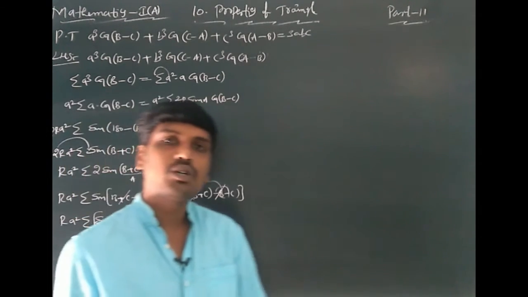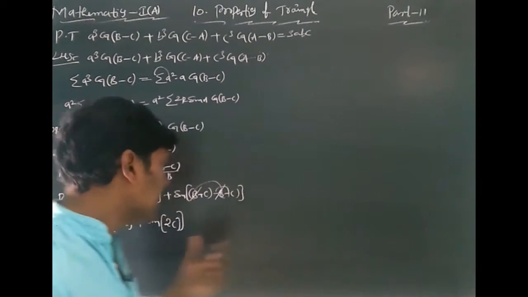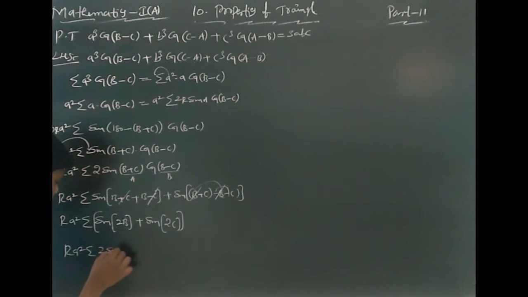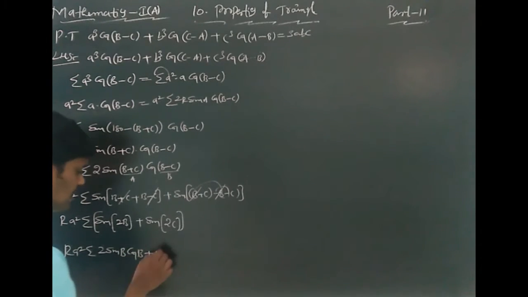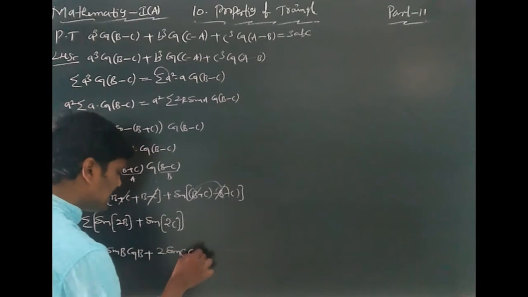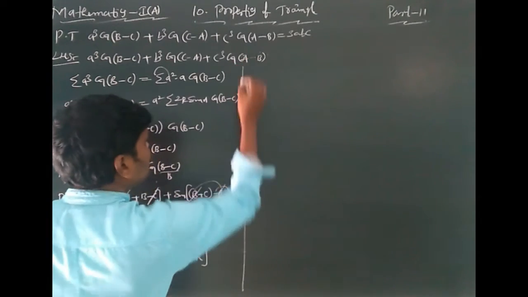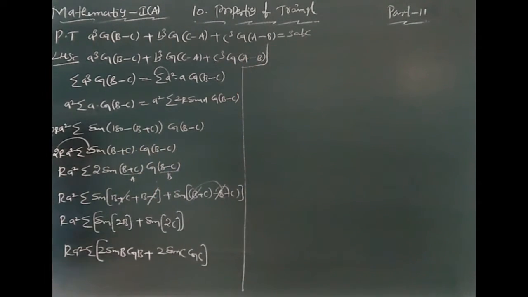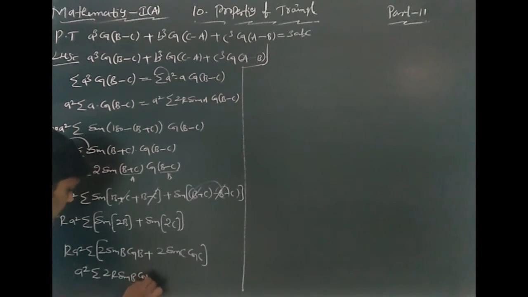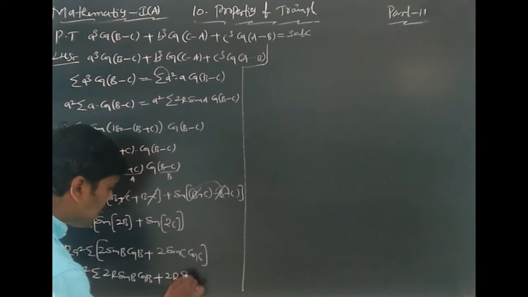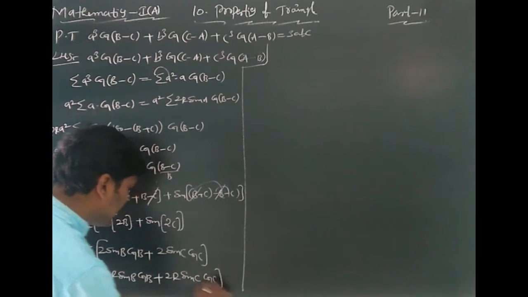After that, what is the formula of sine 2a? Sine 2a is 2 sine a cos a. Similarly, sine 2b is 2 sine b cos b, plus sine 2c is 2 sine c cos c. This is the formula of sine 2a. After that, you can write r into a square into summation of 2r sin b into cos b plus 2r sin c into cos c.